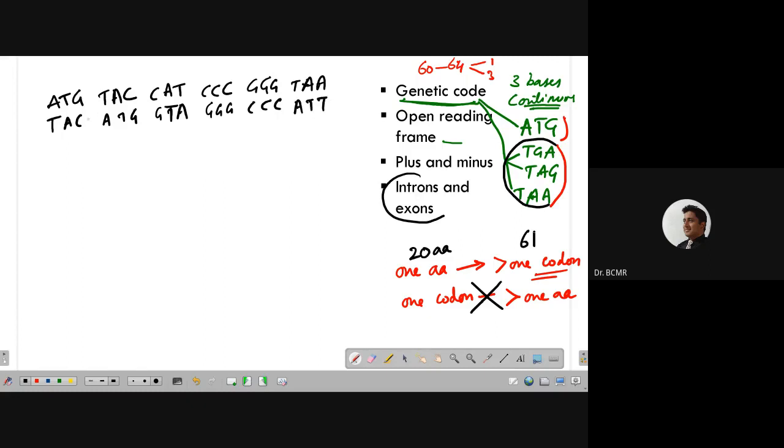Right? If transcription occurred, if the top strand acted as a template, what will be produced? If the bottom strand acted as a template, what will be produced? That's the question. Always remember, polymerization happens from 5' to 3'.